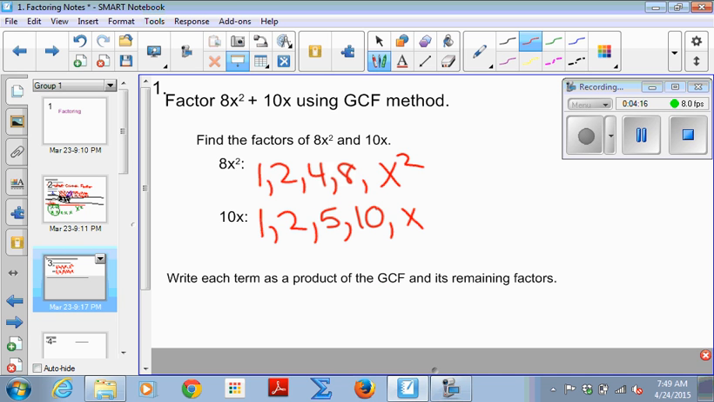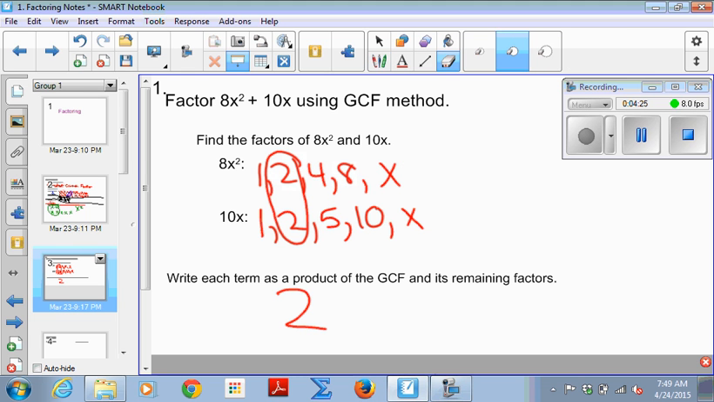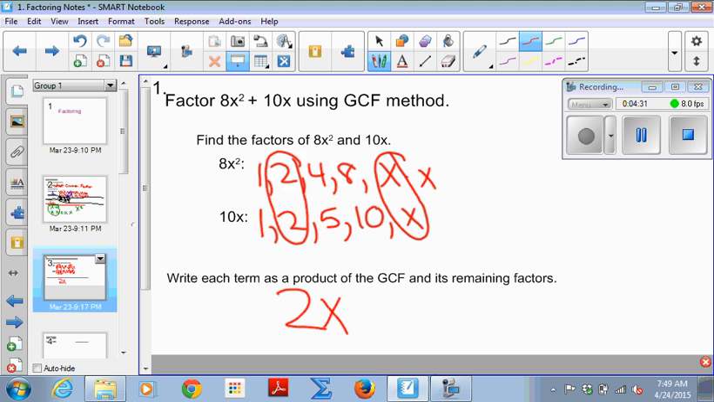So we see what they have in common. So they each have a 2 in them. And they each have at least 1x. I guess I should have written this out separately. I should have x times x. They each have one of those. So 2x is the greatest common factor.